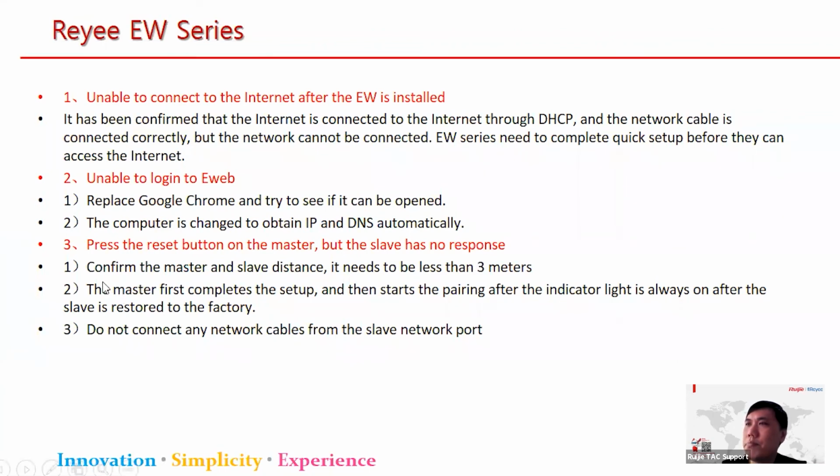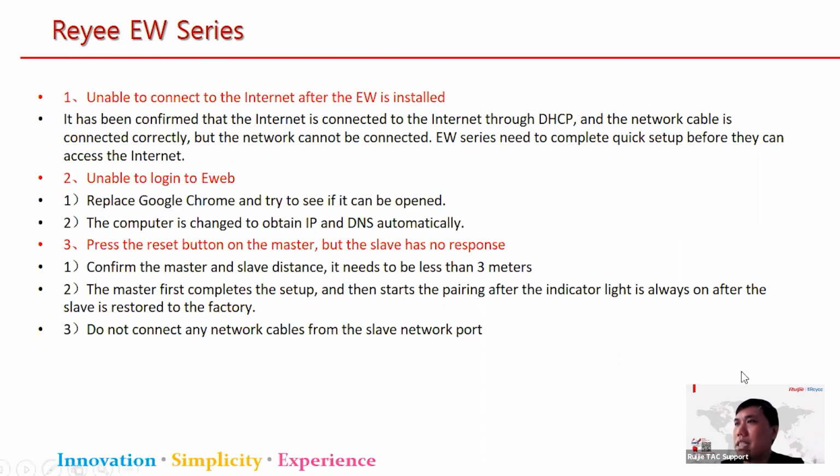The third troubleshooting problem: you press the reset button on the master, but the slave has no response. What is the cause and what is the solution? Confirm the distance between the master and the slave. It needs to be less than 3 meters. That means when I press the button to do the mesh from the master unit to the second and third unit, there is no response because maybe the distance is too far. What is the best distance between the master and the second and third unit? You need to make sure it is within -65 dBm.